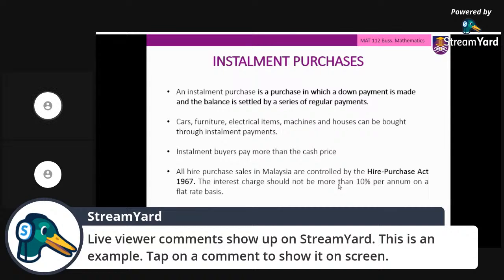So all hire purchase sales in Malaysia are controlled by the Hire Purchase Act 1967. The interest charge should not be more than 10% per annum on a flat rate basis.